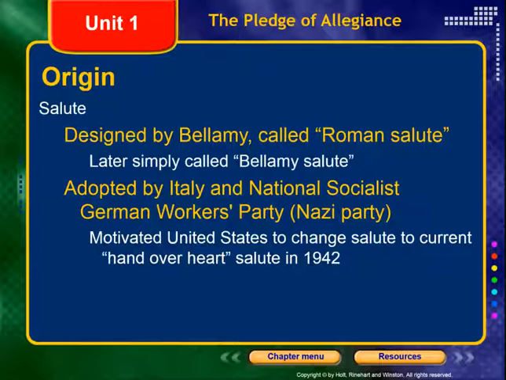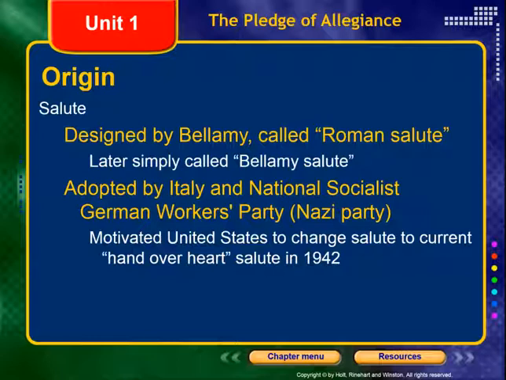So let's start with a salute. Right? So a Pledge of Allegiance, you stand, you face the flag, and you salute. As designed by Bellamy, he actually originally designed it to use what's called the Roman salute. It's called the Roman salute because the Roman military used it during the times of the Roman Empire. Later, it was simply called the Bellamy Salute because it hadn't really been used all that much in the Americas, and so it was called the Bellamy Salute commonly. However, it was originally called the Roman salute.